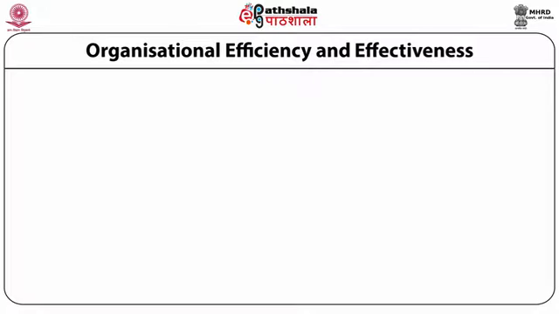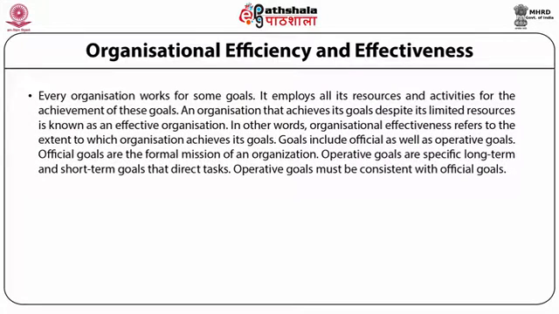So students, let's talk about organizational efficiency and effectiveness. Every organization works for some goals. It employs all its resources and activities for the achievement of these goals. An organization that achieves its goals despite its limited resources is known as an effective organization. In other words, organizational effectiveness refers to the extent to which an organization achieves its goals. Goals include official as well as operative goals. Official goals are the formal mission of an organization, whereas operative goals are specific long-term and short-term goals that direct the tasks. Operative goals must be consistent with official goals. Managers mostly use operative goals to measure effectiveness.